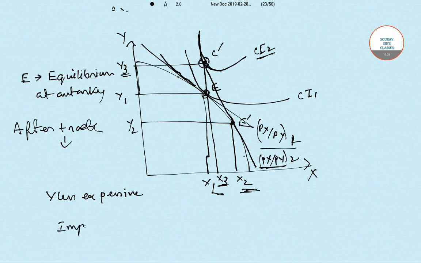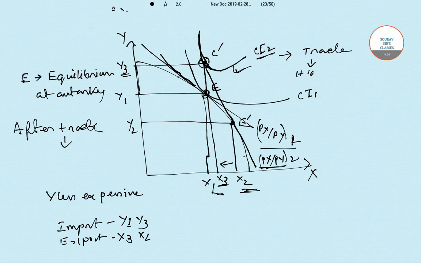So Y1 Y3 can be imported only by exporting this amount of good, only by exporting X3 X2 amount. The country can exchange. Now the country is clearly better off because trade permits its consumers to reach a higher indifference curve. So it is quite evident that the indifference curve is higher. So trade permits what? To attain a higher indifference curve, to attain higher ICs.